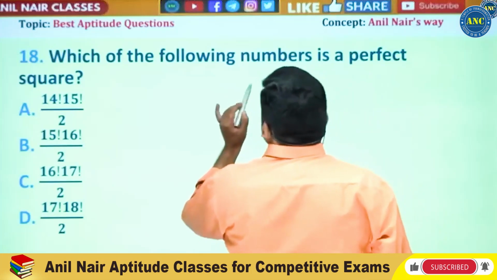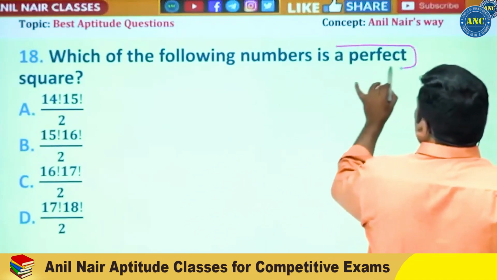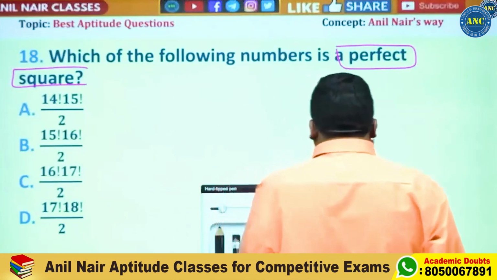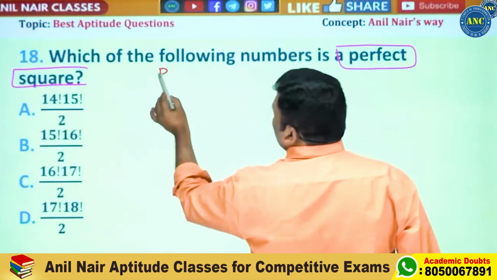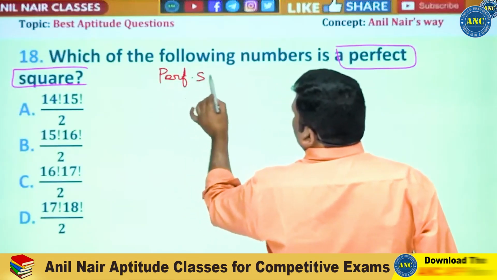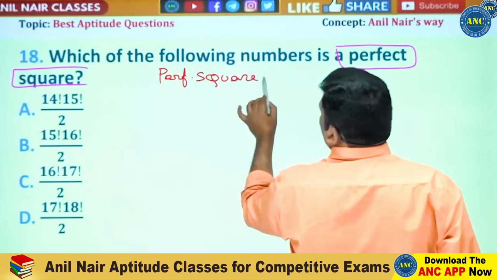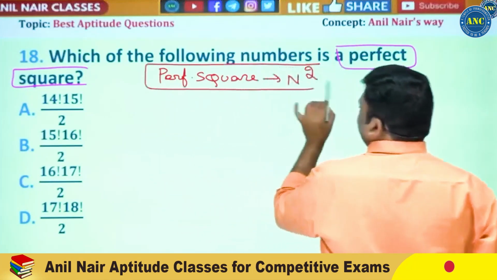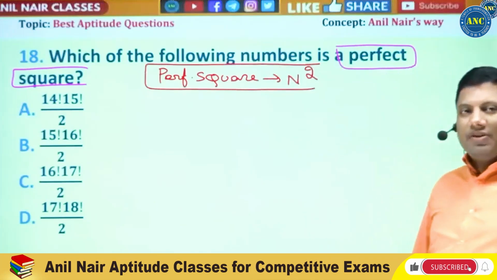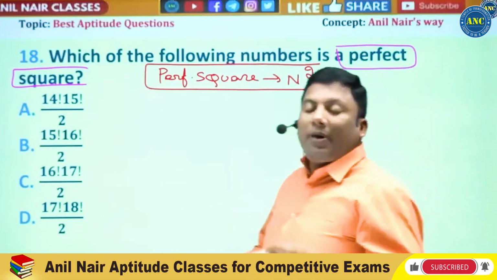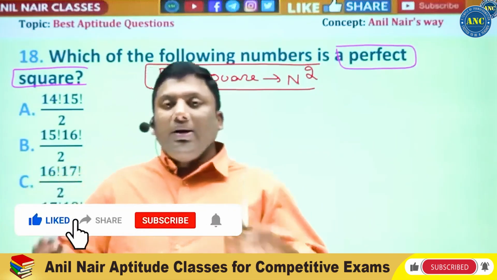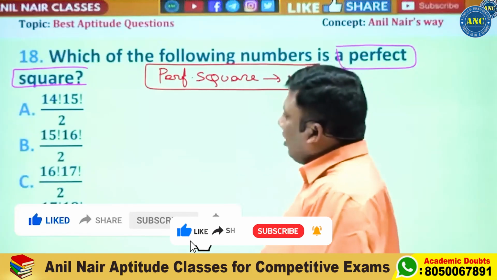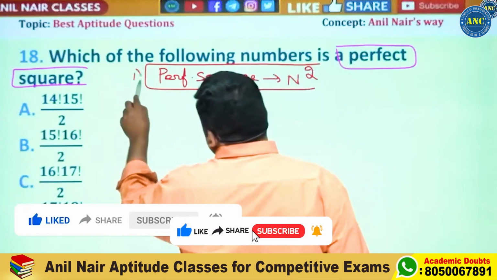Now, first thing, what is the keyword in this question? Which of the following is a perfect square? Any perfect square will be of the form n square, where n is a natural number. A perfect square will be the square of a number, a number multiplied by itself. A number multiplied by itself is called a perfect square. First we understood the keyword.